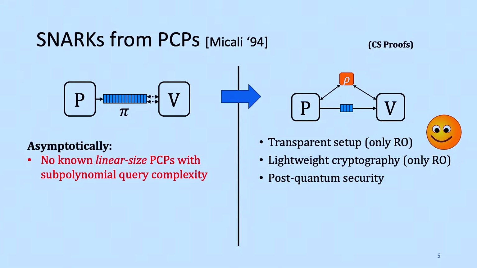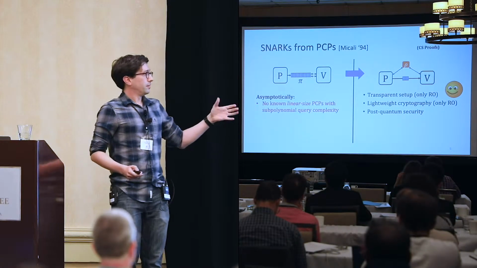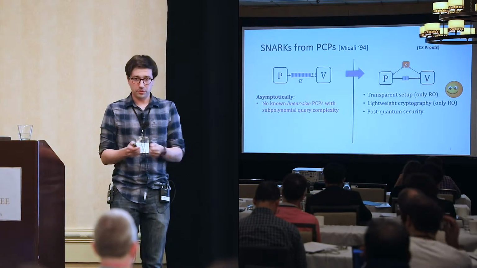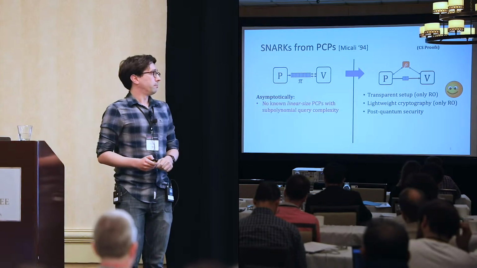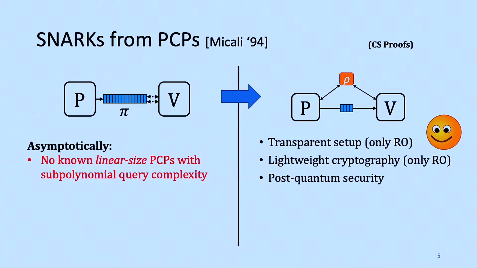So these are very beautiful things, but they have a lot of problems when we want to actually use them in practice. Asymptotically, what you really want is linear sized PCPs. This is as short as you can go. But we don't know of any of these with small query complexity, right? The best that we know is like n to the epsilon query complexity. Really, we want something which is polylogarithmic.